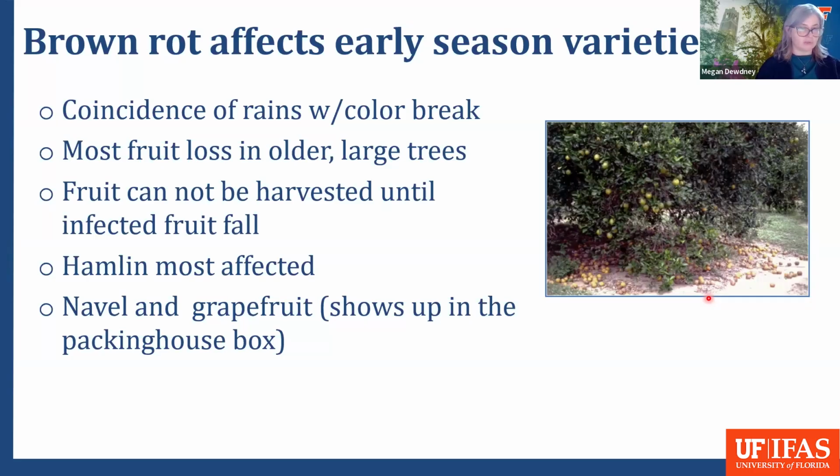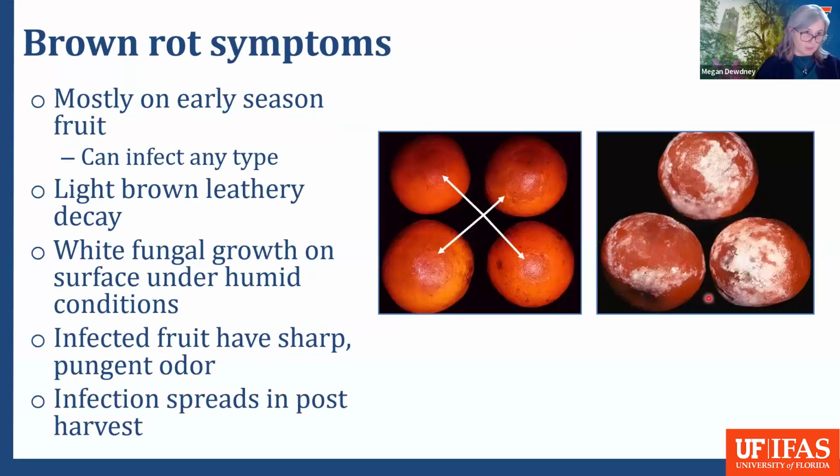You can't harvest until all the infected fruit fall, and that's because of a phenomenon called nesting in boxes. It's a disease that can spread from an infected fruit to other fruit around it, and it just spreads throughout the whole box, and then you just have to throw it away in a bin. So packing houses absolutely do not want that in their house. These can infect any type of fruit, but it's mostly on those early season fruit.